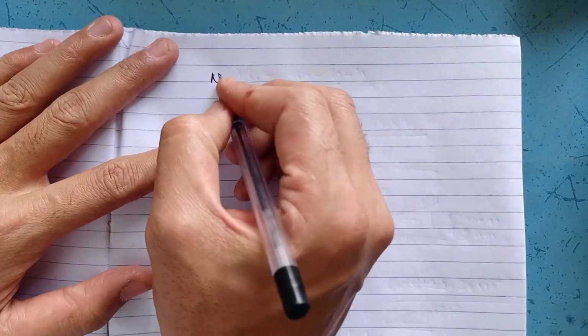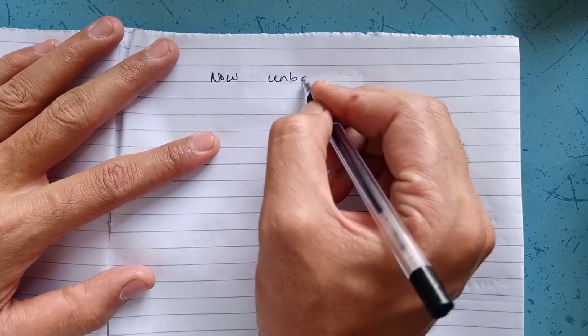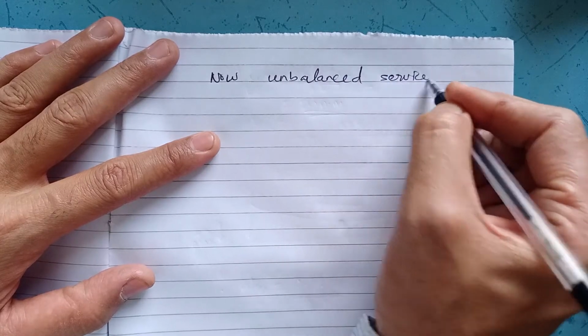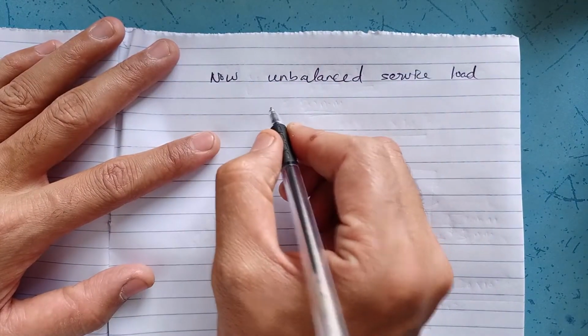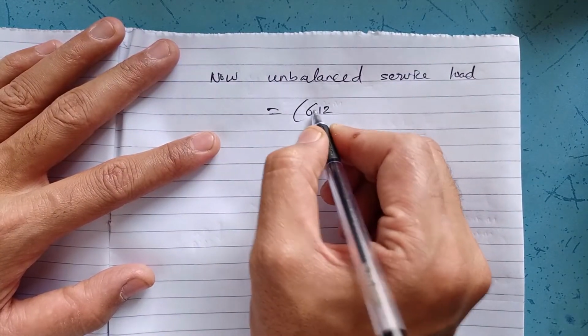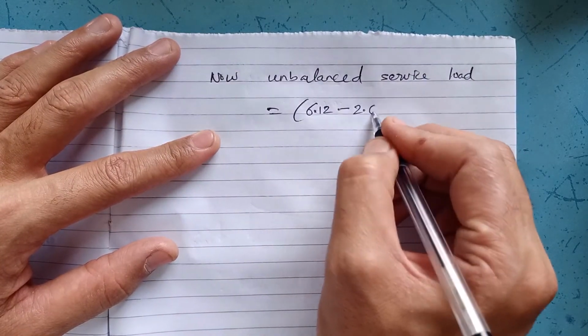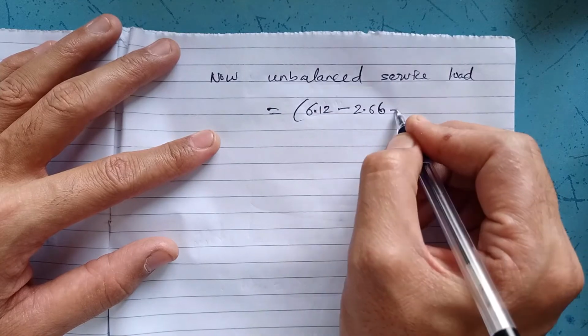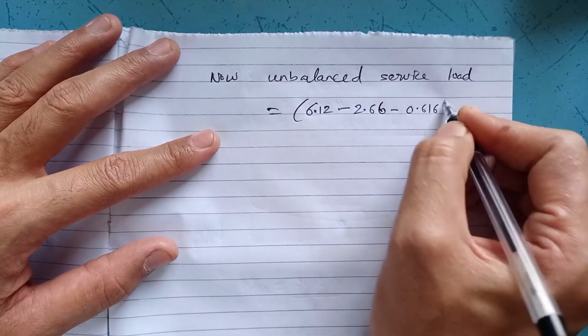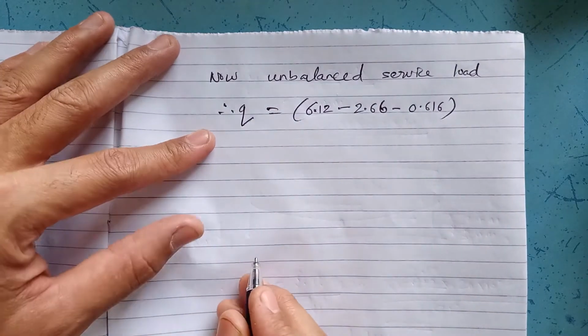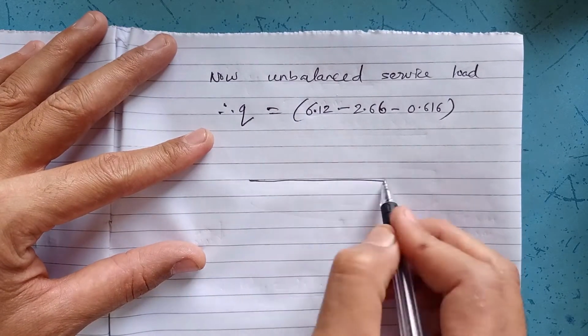Now, unbalanced service load is equal to the total load acting downwards, minus 2.66 in x direction and 0.616 in y direction. This is Q, unbalanced service load. Now how has this come?